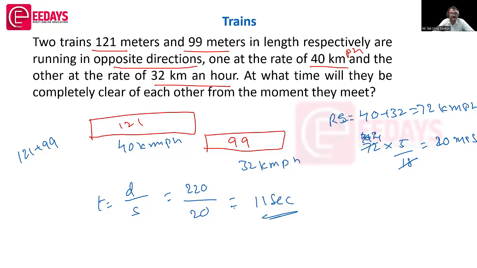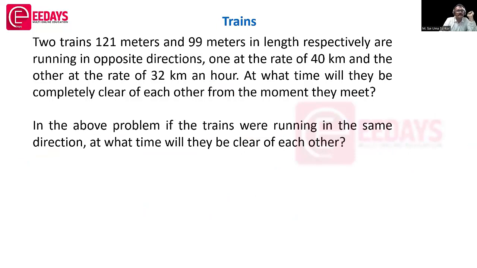Next question. Two trains of length 121 meters and 99 meters respectively are running in opposite directions, one at the rate of 40 kilometers per hour and the other at the rate of 32 kilometers per hour. At what time will they be completely clear of each other from the moment they meet? Same question, but another data is also there. In the above problem, if the trains are running in the same direction, then what will be the time to clear each other?